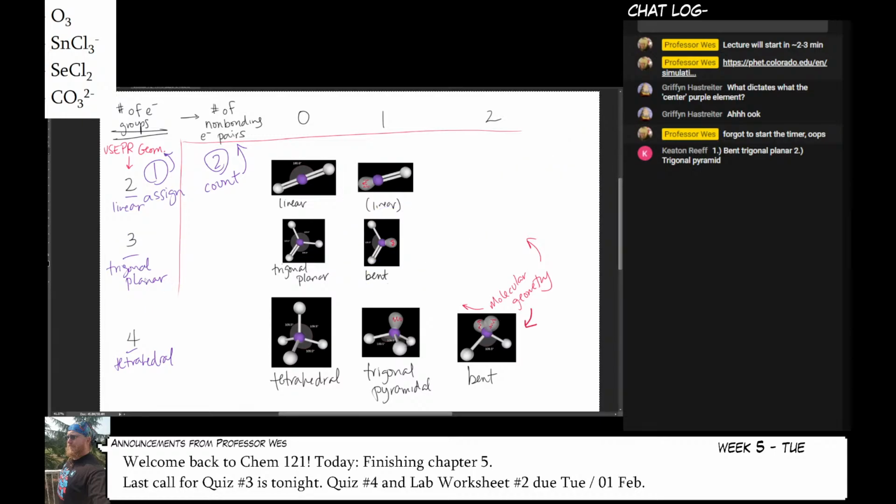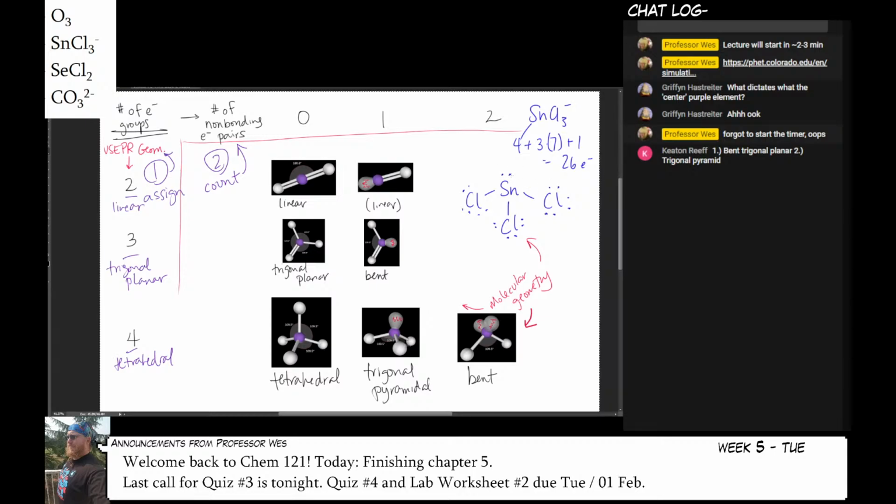All right, let's do the next one. So I've got SnCl3 minus. The minus is important. So we've got 4 plus 3 times 7 plus 1, which should be 26. All right, and so I get something that looks like this. This one I am going to draw correctly because I actually know what the answer is. So 2, 4, 6, 8, 10, 12, 14, 16, 18, 20, 22, 24, 26.